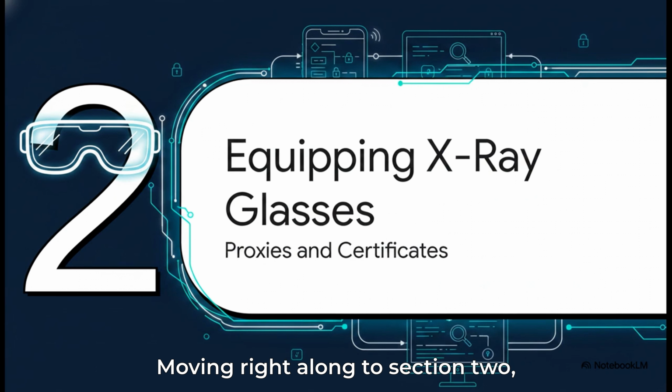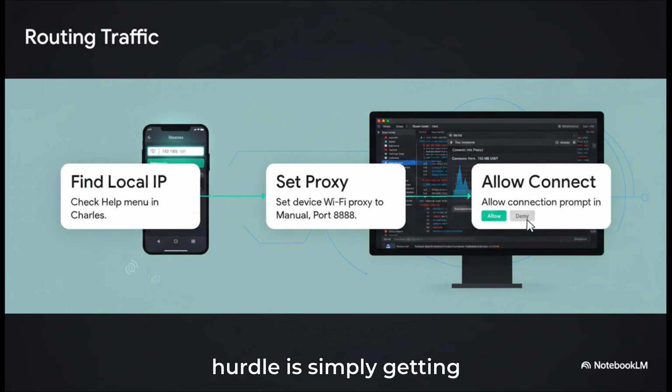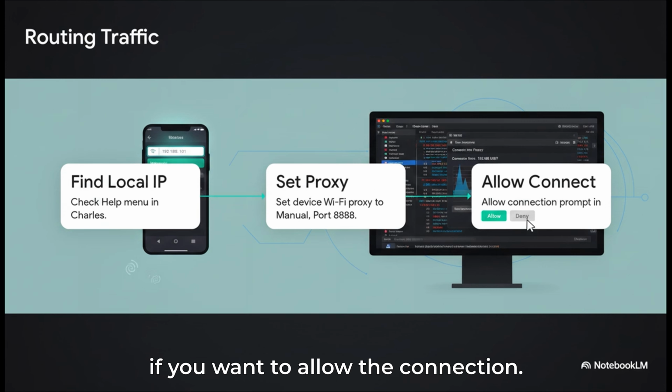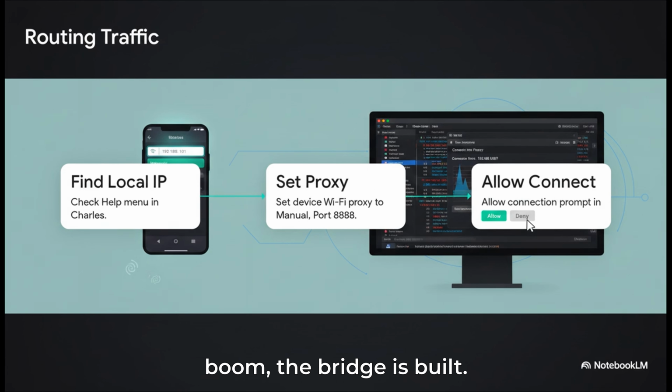Moving right along to section 2, equipping those X-ray glasses. Let's talk setup, proxies, and certificates. Okay, the first big hurdle is simply getting your mobile device to route all of its traffic through your computer running Charles. It's actually super easy. First, you just grab your computer's local IP address from the Charles Help menu. Then you grab your test device, go into the Wi-Fi settings, flip the proxy to manual, enter that IP address, and set the port to the default, which is 8888. As soon as you do that, Charles will pop up a little prompt on your computer asking if you want to allow the connection. Click Allow, and boom, the bridge is built.